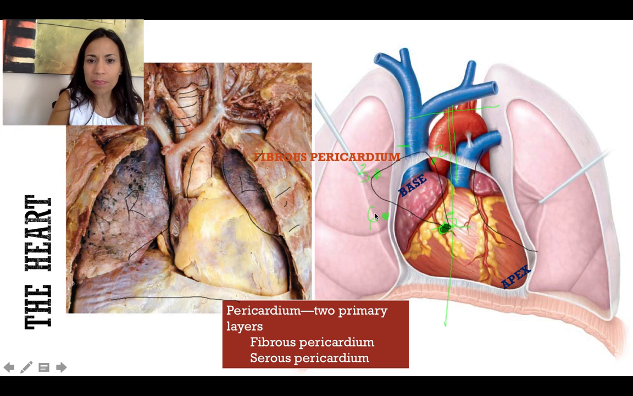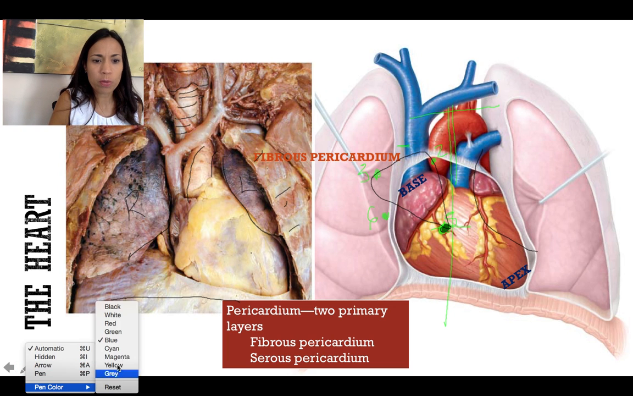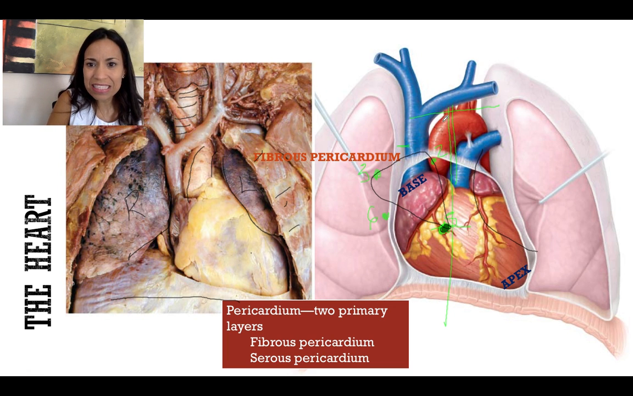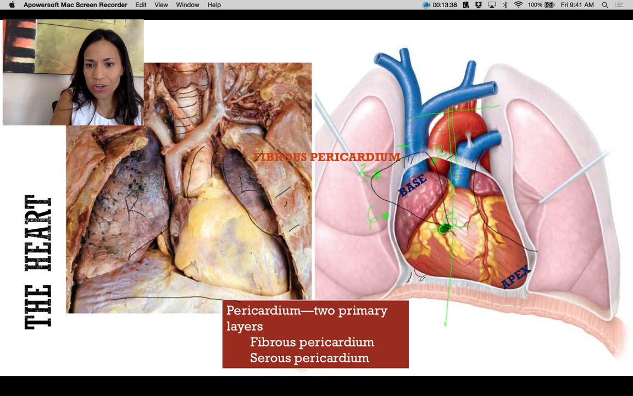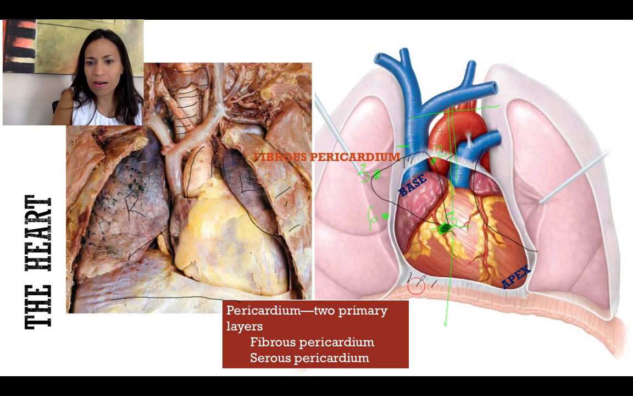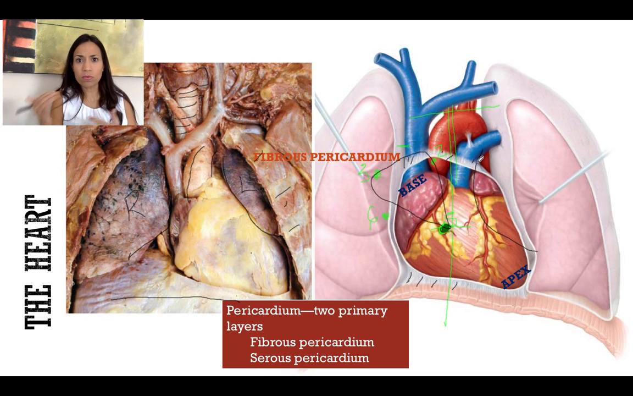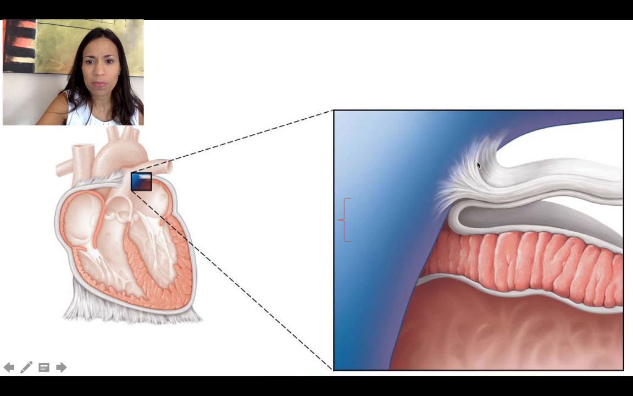Now, the pericardium has two layers, a fibrous and a serous pericardium. Here we can see part of the fibrous pericardium, and this is called fibrous. You can see the fibers in here, how it attaches or anchors the heart to the diaphragm and to the great blood vessels that are getting out of or into the heart.